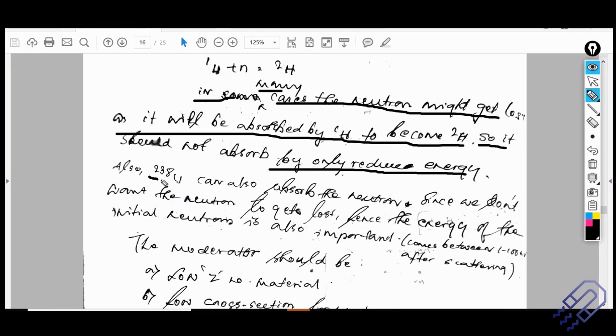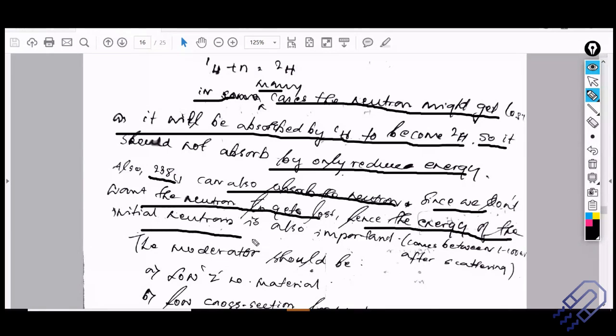After the neutron has been slowed down, 238 can easily absorb the neutron. So we don't want the neutron to get lost. That is also why the energy of the initial neutron is important. But then this line you can ignore. I think I've explained this line a number of times. Even if you don't write it, it's fine.